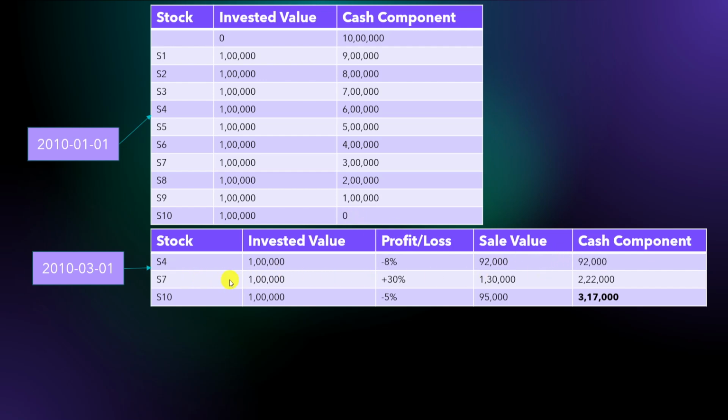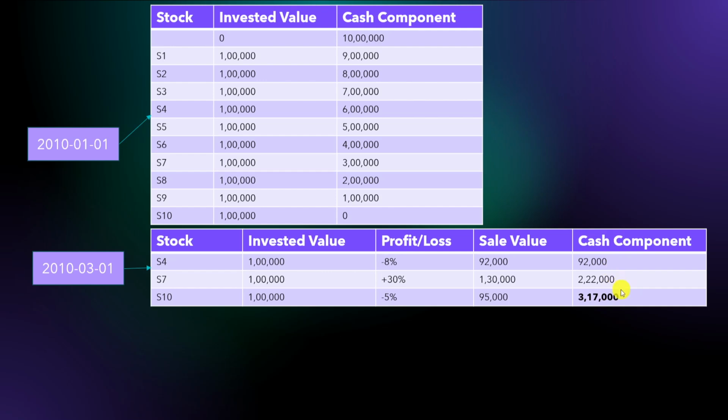Then we exit S7 stock with a 30% profit. The resultant sale value is 1,30,000. We'll add this to the current cash component, which is 92,000 plus 1,30,000, resulting in 2,22,000. Then we sell one more stock, S10, at 5% loss, and the sale consideration value from S10 is 95,000, which we add to the current cash component of 2.2 lakh. The resultant value becomes 3,17,000.